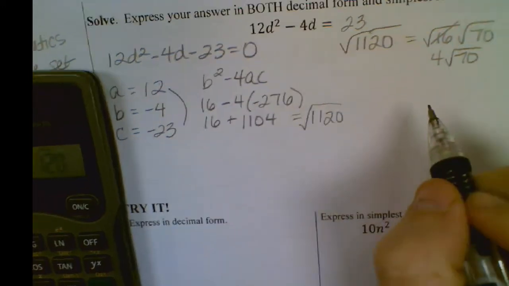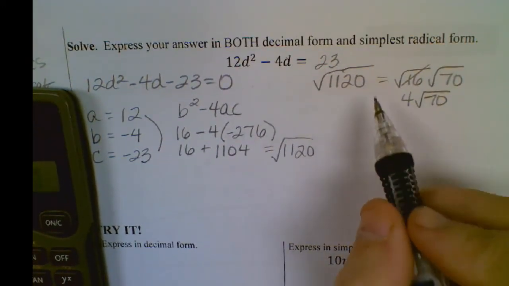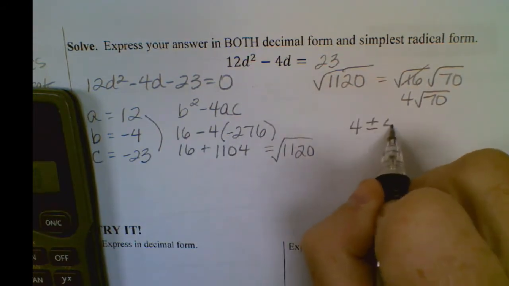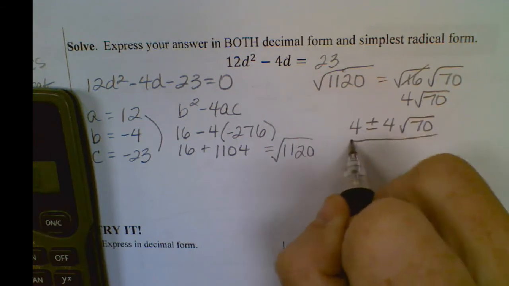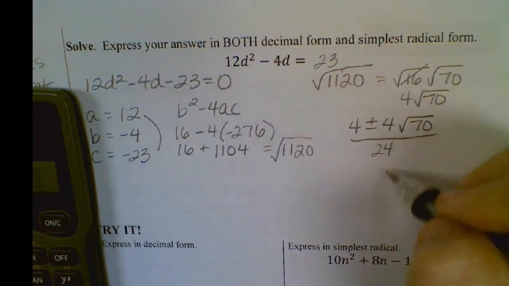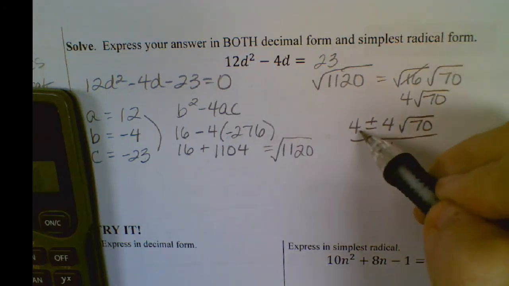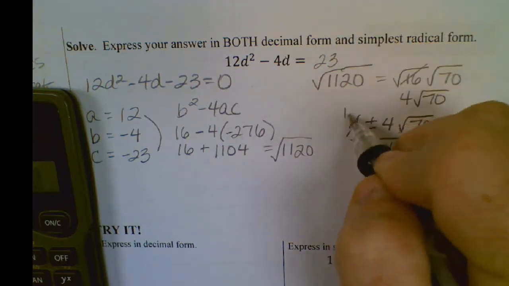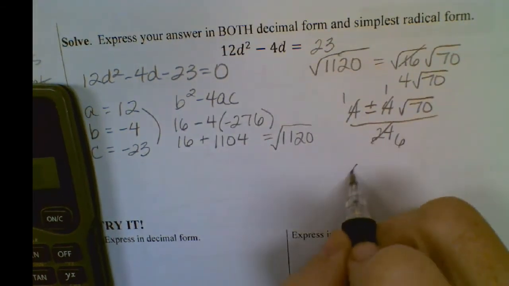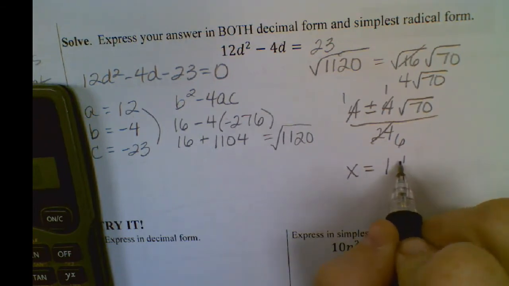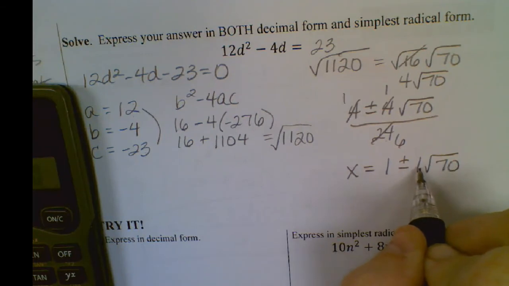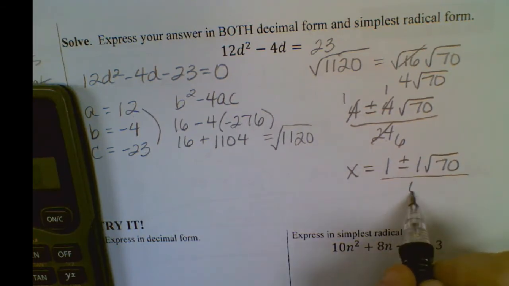Okay. So now we can plug in the rest of our quadratic formula. So we're going to take the opposite of our b, which is 4, plus or minus 4 square roots of 70, all over 2 times our a value, which is 24. This is now simplifiable because 4 can go into 4, 4, and 24. So I'm going to simplify those down. So in radical form, we're going to leave it as 1 plus or minus 1 square root of 70. You can leave this second one off if you want to, over 6.